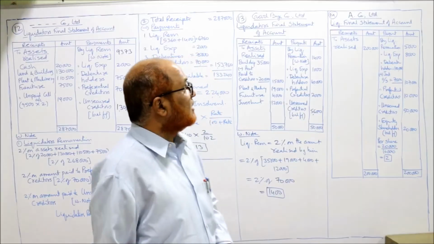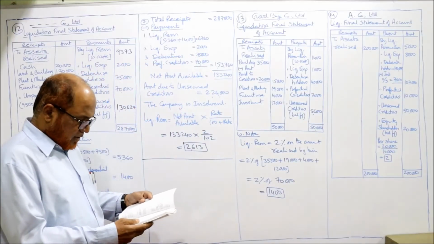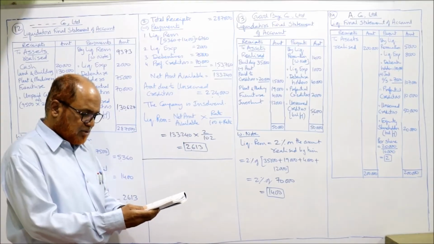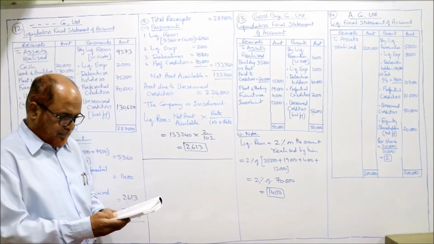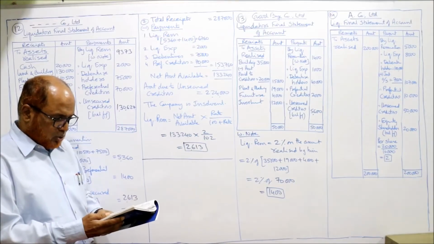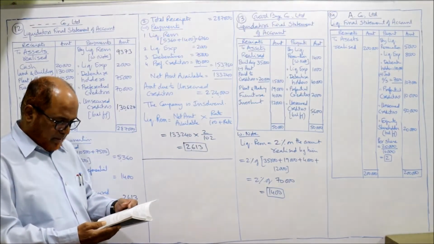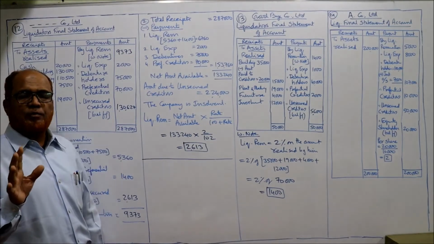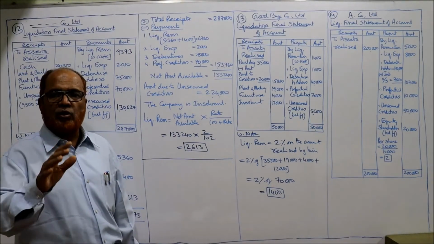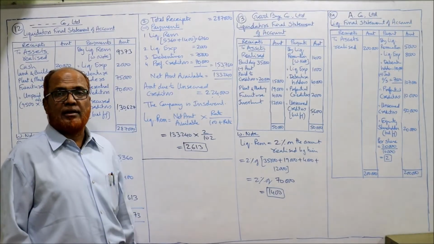Now see problem number 13. The following information relates to Goodbye Company Limited, which has gone into voluntary liquidation. You are required to prepare the liquidator's final statement of account. Liquidator is entitled to 2% commission on amount realized by him. So only 2% commission on amount realized by him, not on amount paid to unsecured creditors.